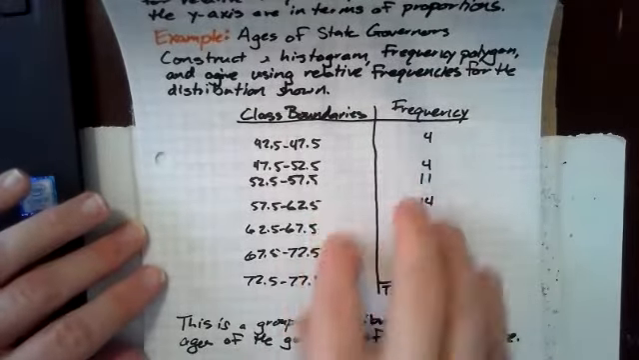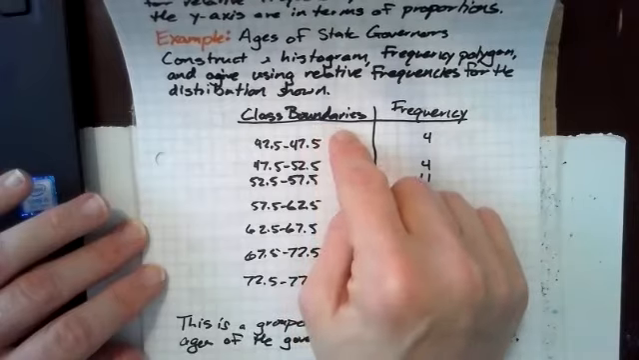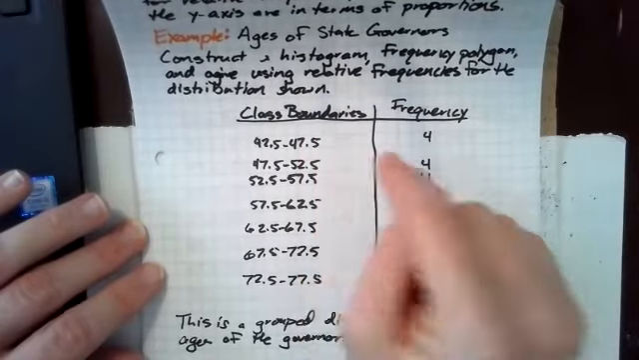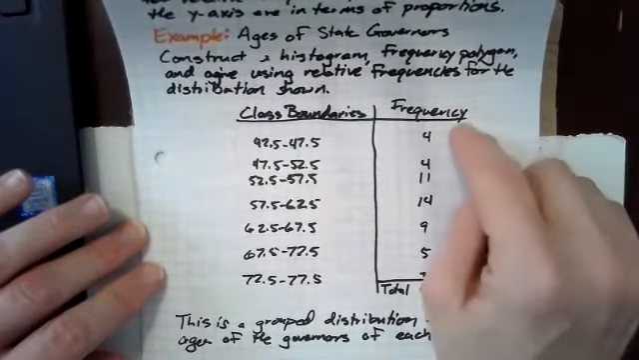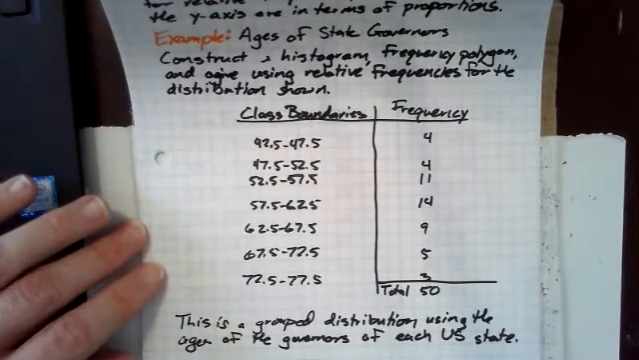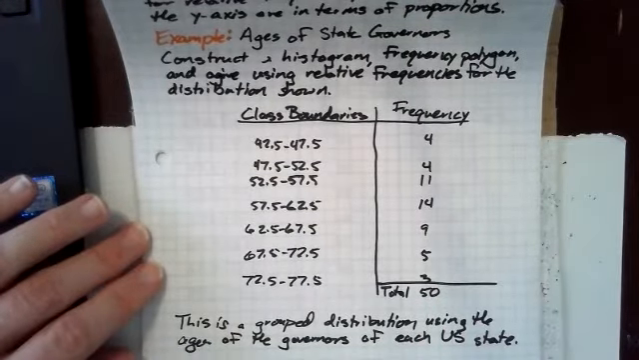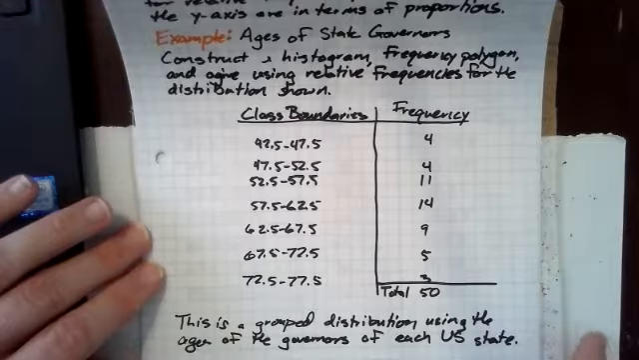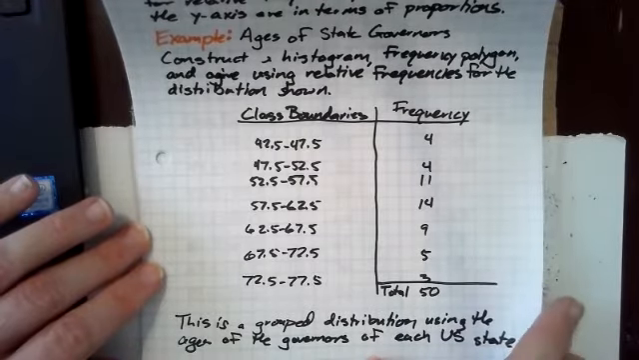Here are our class boundaries from 42.5 to 47.5 years, 47.5 to 52.5 years, and so on, and our frequencies 4, 4, 11, 14, 9, 5, and 3. This is a grouped distribution using the ages of the governors of each US state at the time that the book was being written.